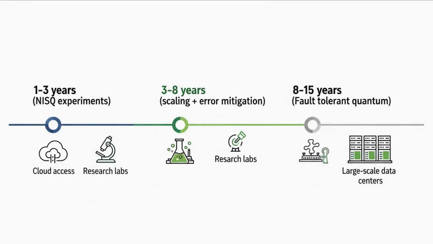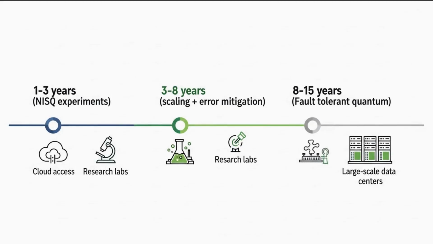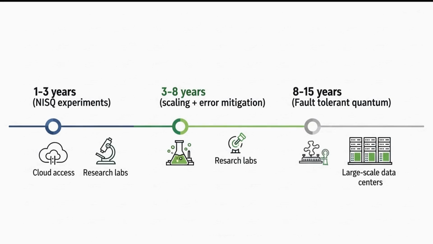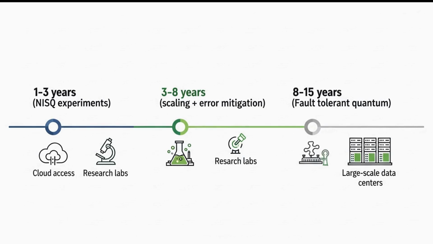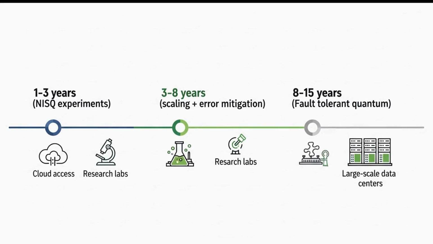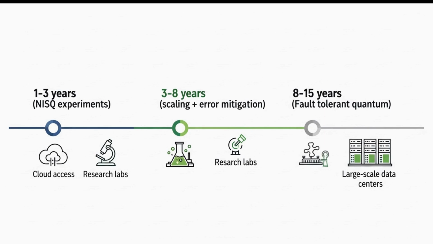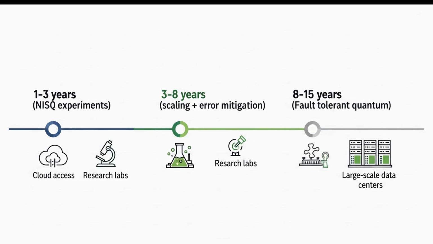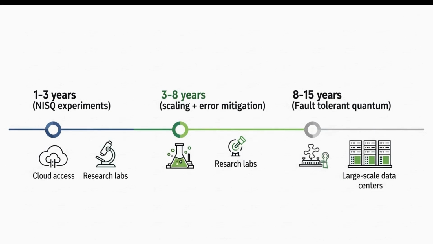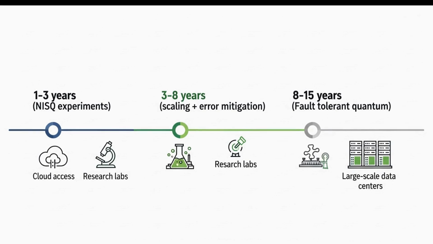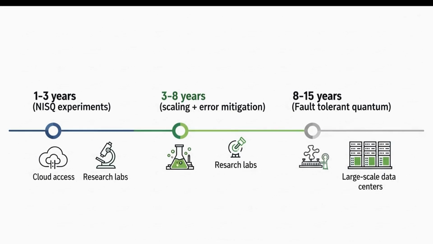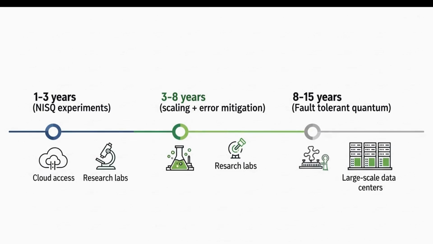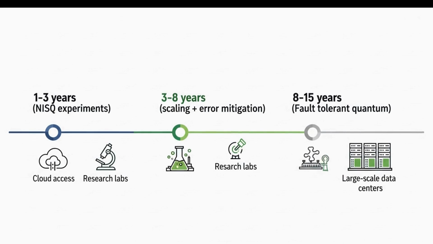Where are we now? We have noisy intermediate-scale quantum, NISQ devices from multiple vendors, and cloud access to small quantum processors and simulators. Active research areas: error mitigation, scalable qubit architectures, hybrid algorithms, and software tool chains. Roadmap expectation, near term, 1 to 3 years, hybrid experiments and niche advantages. Medium term, 3 to 8 years, more robust error mitigation and larger circuits. Long term, 8 to 15 plus years. Fault-tolerant quantum computers enabling broad algorithmic breakthroughs.